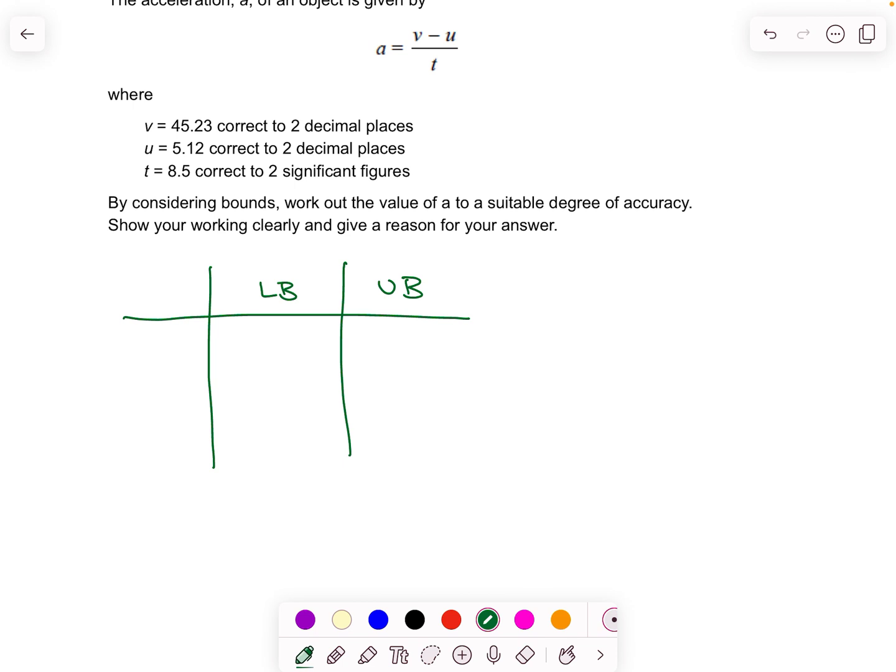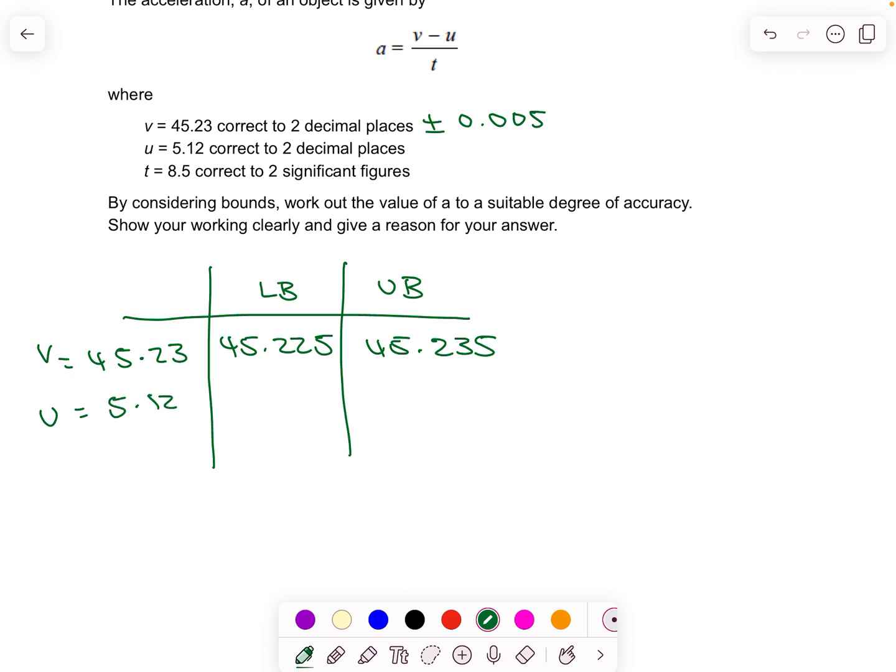Let's do V first. So V equals 45.23 to 2 decimal places. So that means we're going to add and subtract 0.005 to get the upper and lower bound. So the lower bound is 45.225 and the upper bound is 45.235.